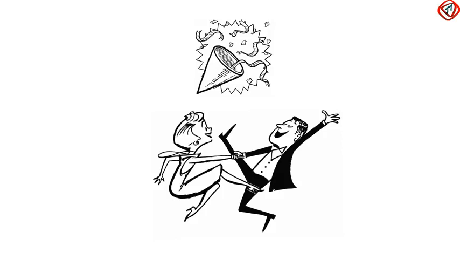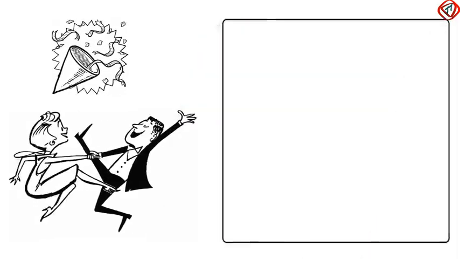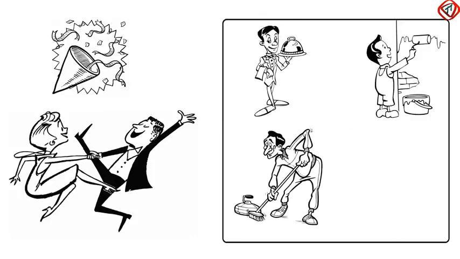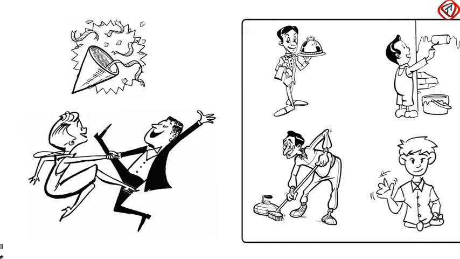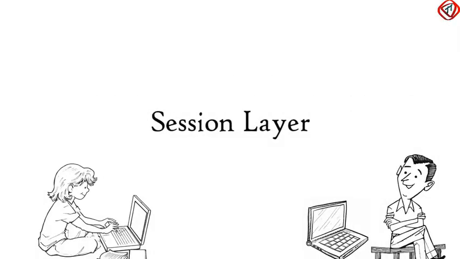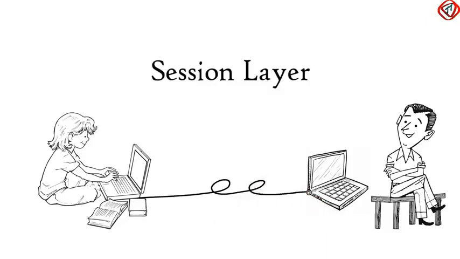Now, session layer. Suppose you have planned for a party. You have hired a few helpers ensuring that each activity runs smoothly. Helpers will help you in setting up, assisting, cleaning, and then closing the party. Same is the case with the session layer. Session layer helps in setting up and managing connections, enabling sending and receiving of data, followed by termination of connections or sessions.